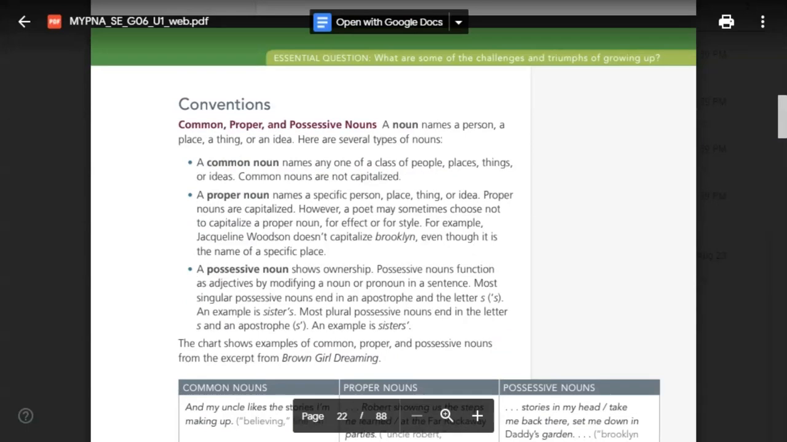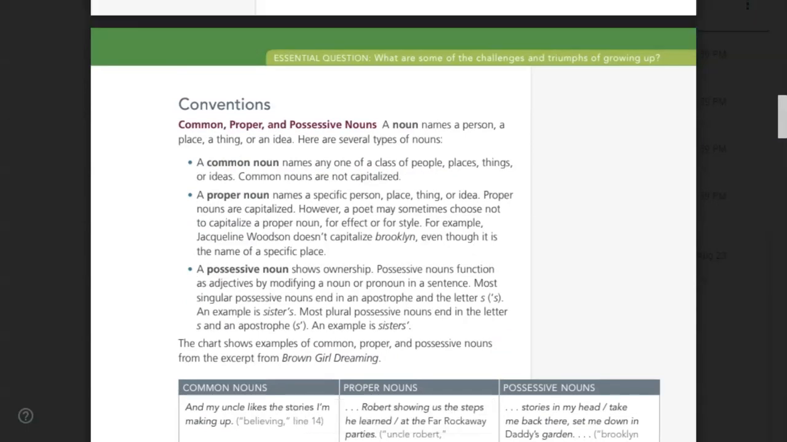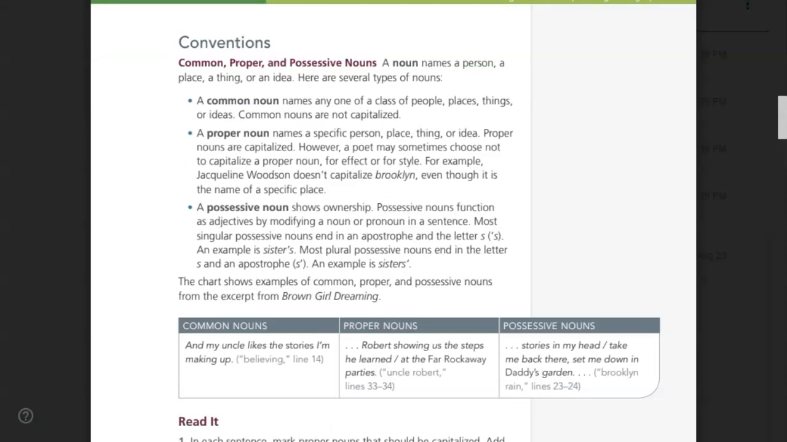A noun names a person, place, thing, or an idea. Here are several types of nouns. A common noun names any one class of people, places, things, or ideas. Common nouns are not capitalized. So if I say, the dog barked at me, the dog is just a dog. It doesn't have a name, it's not a breed of dog, it's not special, it's just a dog. So that's a common noun, okay?